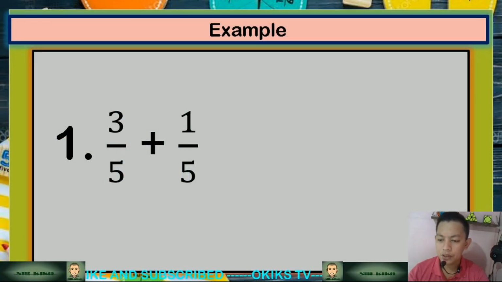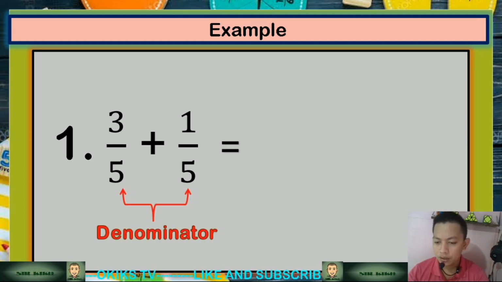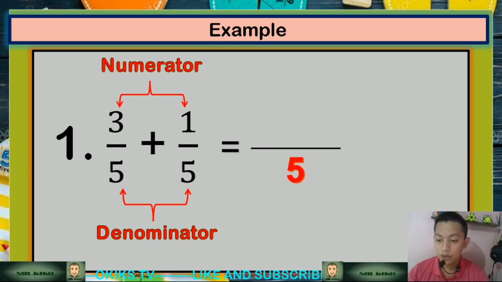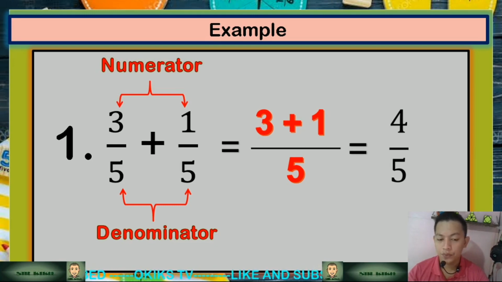The set of fractions are 3 fifths and 1 fifth. As you can see, the denominators of this set of fractions are the same. So this would be a similar fraction. You're going to follow these steps. First, you copy the denominator. Second, you add both numerators. So 3 plus 1 is equal to 4. So you have 4 fifths. But the last step is you're going to simplify your answer.